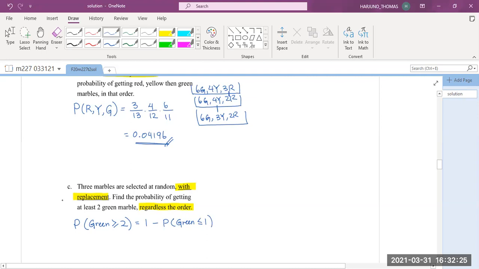There are actually 2 ways to do this. This is the first way. The number of green marbles you may get is either 0 or 1 or 2 or 3. If you want at least 2 green marbles, that's the complement of at most 1, and that is 1 minus binom CDF. 3 trials, probability of getting green is 6 over 13, up to 1.